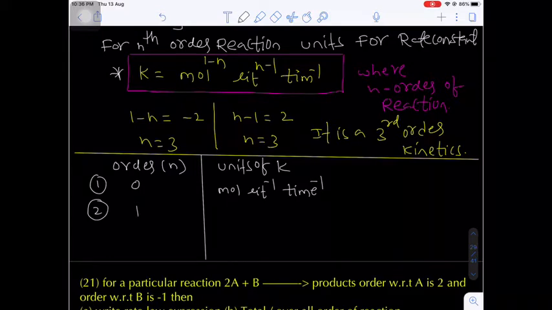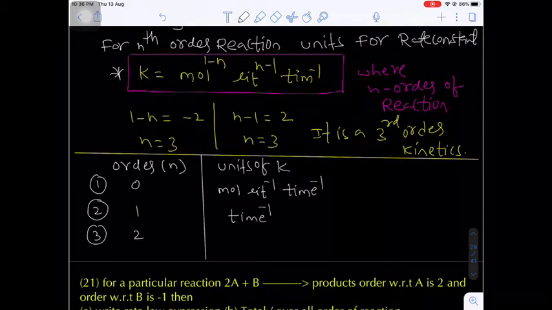The second one, first order kinetics. Put the n value 1, so 1 minus n is 1 minus 1, which is 0. So mole to the power 0, liter to the power 0, anything to the power 0 is nothing but 1. So finally you will get time inverse. If in the question it is given second inverse, minute inverse, or hour inverse, then we can easily identify that it is a first order kinetics. Come to second order reaction.